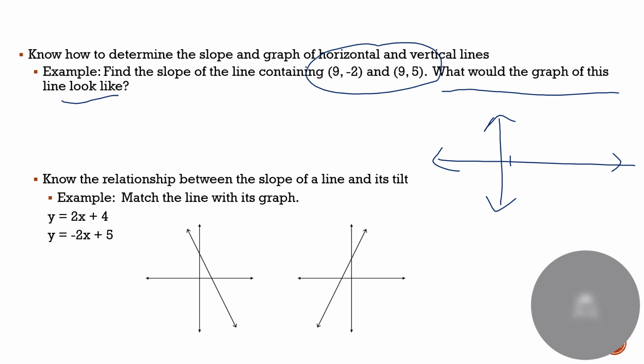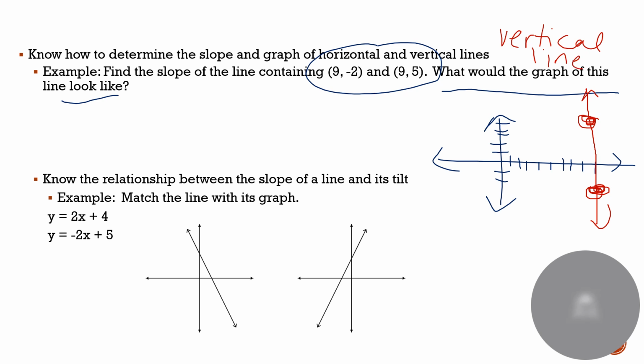Okay, so 1, 2, 3, 4, 5, 6, 7, 8, 9. And then we have 1, 2, 3, 4, 5, and 1, 2. And the points on that, if I go and plot them, 9, -2 is right there, and 9, 5 is right there, right above it. And so there's your graph. Okay, and so the answer to that is this is the graph of a vertical line.